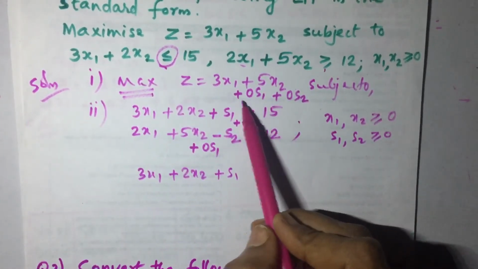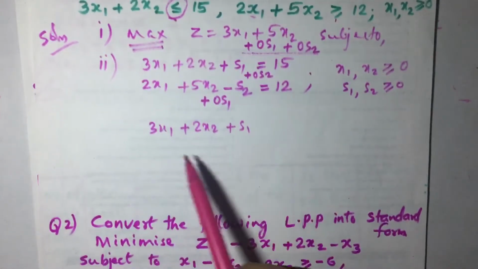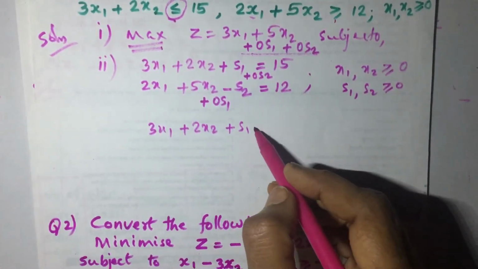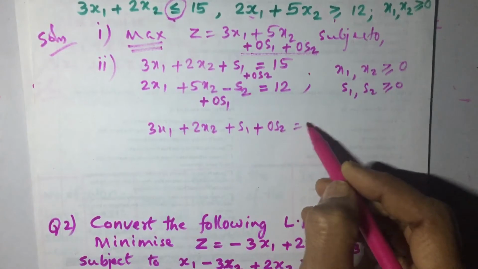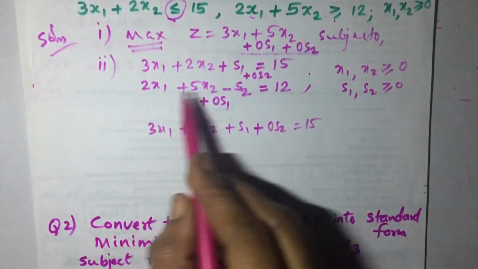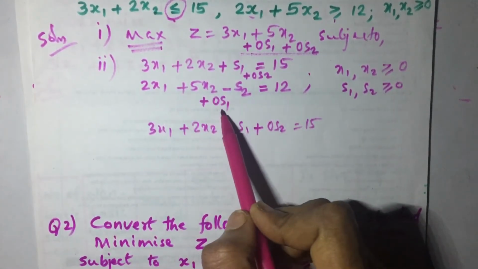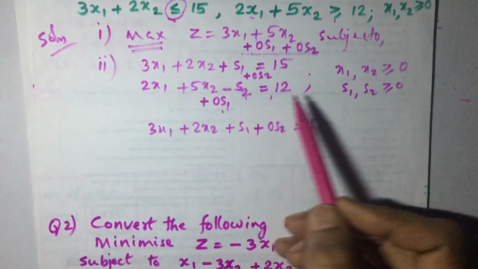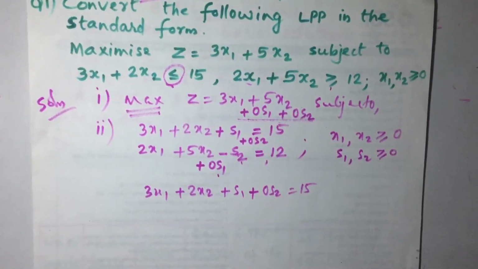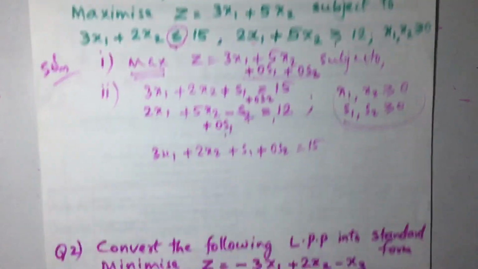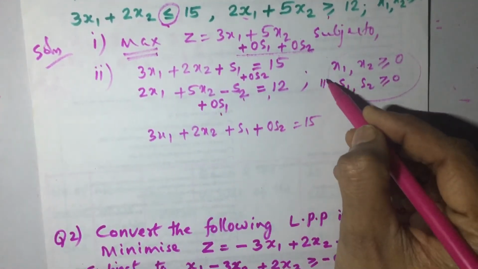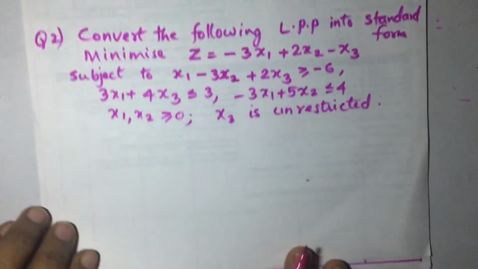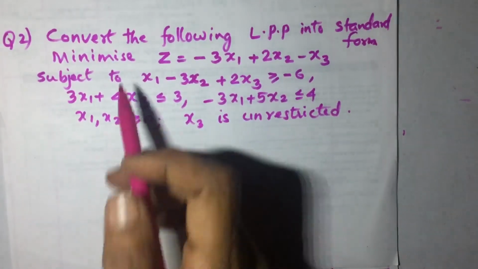So to make it a more neat one, we are putting 3x1 plus 2x2 plus s1 plus 0 s2 equal to 15, and this 2x1 plus 5x2 plus 0 s1 minus s2 equal to 12, and in the objective function also s1 s2. This is the non-negativity condition. So this is the standard form. Okay, now convert this into a standard form.